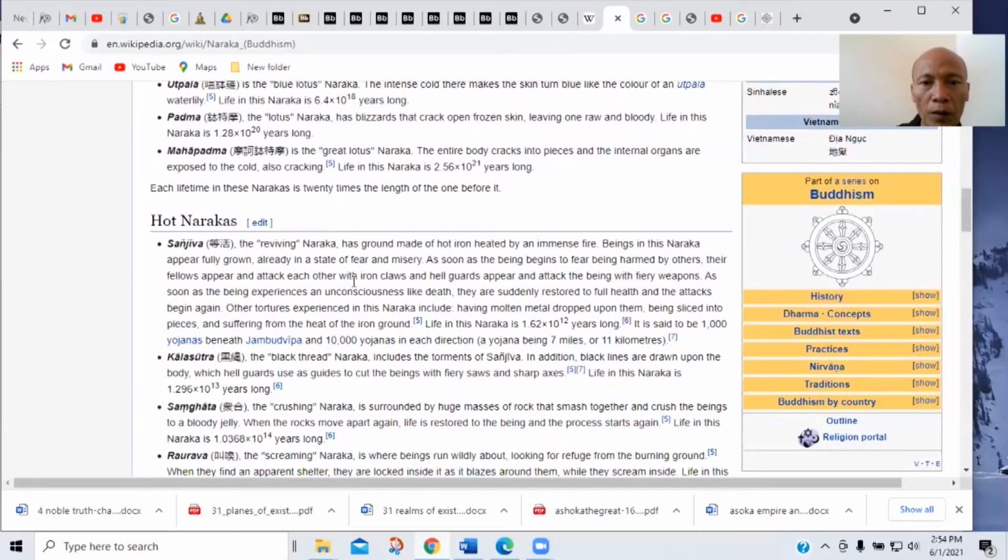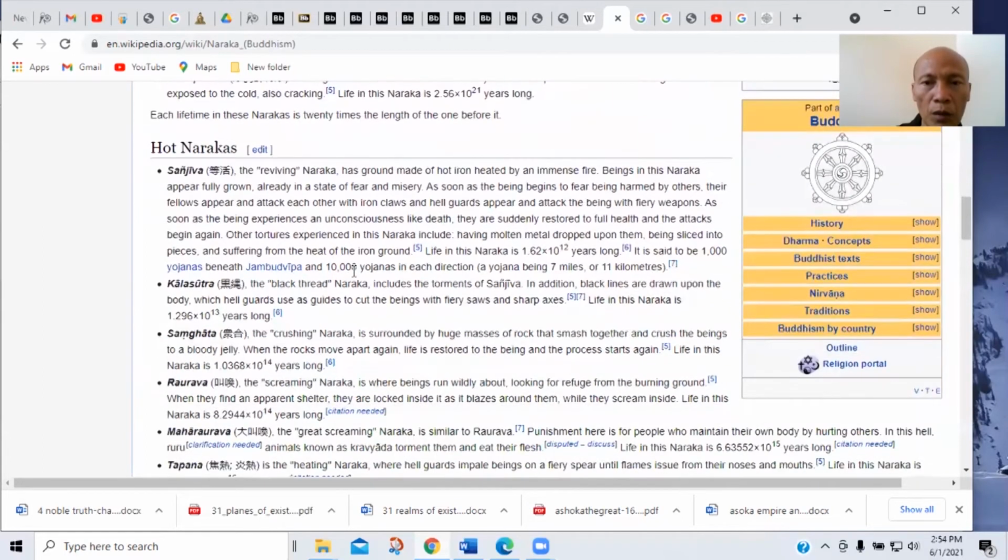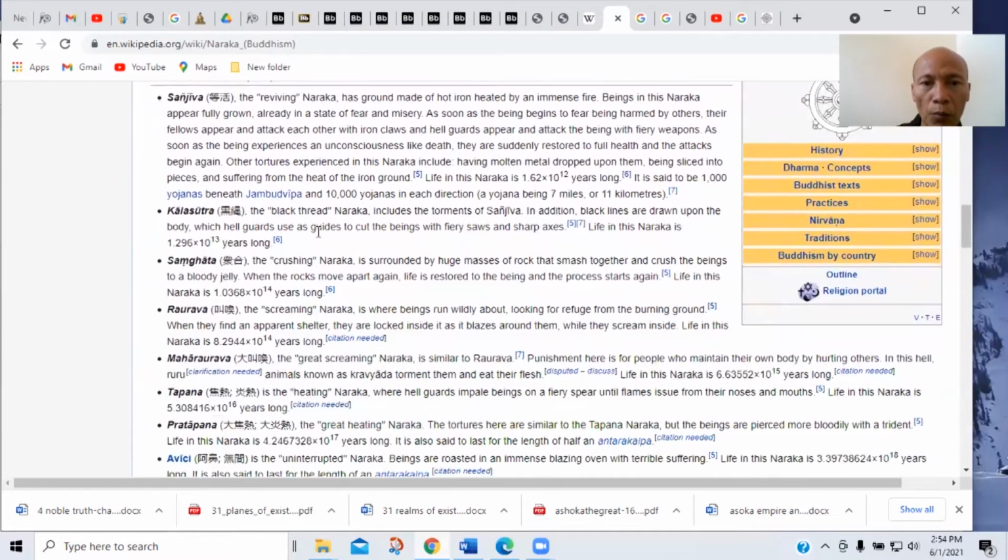So the beings in this hell are burned by this kind of hot iron. And black thread includes torments. The black lines are drawn upon the body, which the hell guards use to cut the beings with a fierce saw and sharp axes. So this is how long they live: 1.296 times 10 to the power 13.